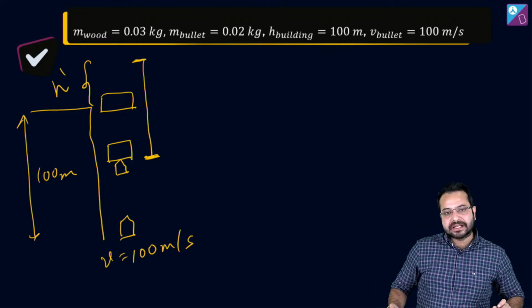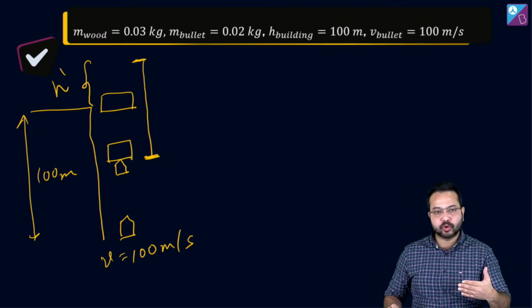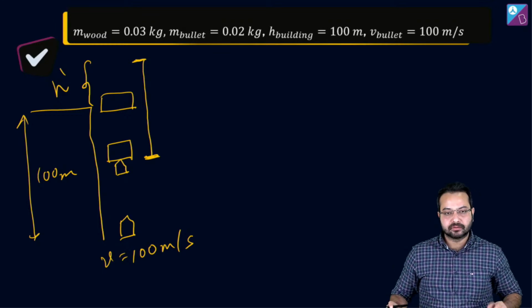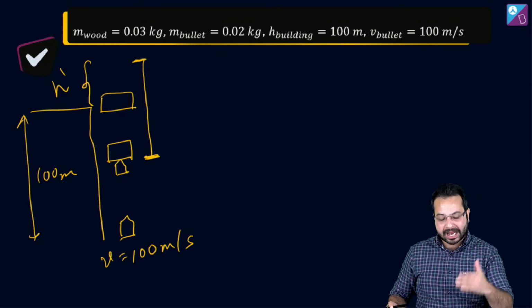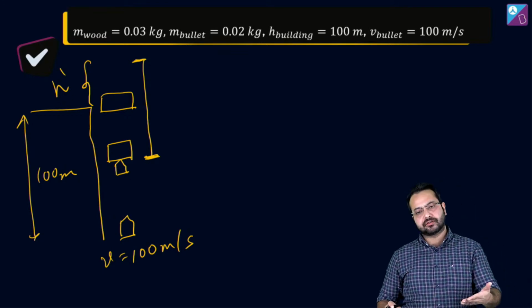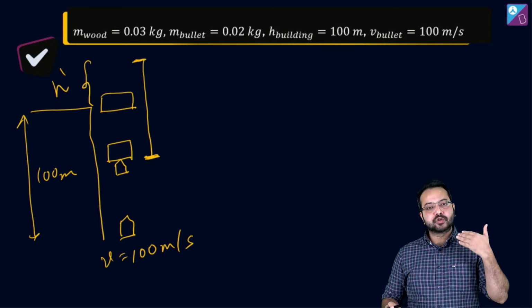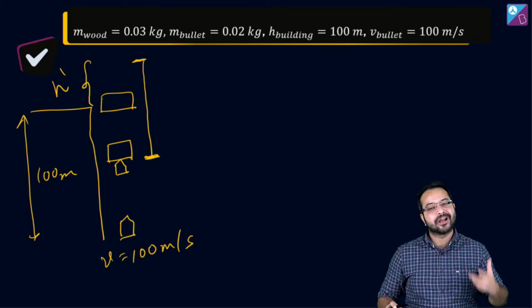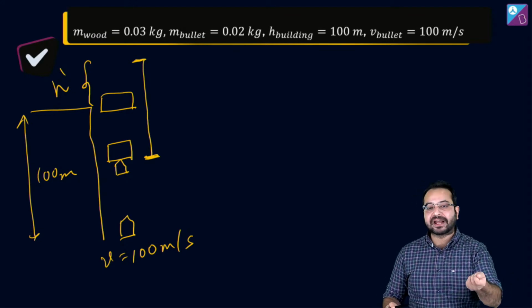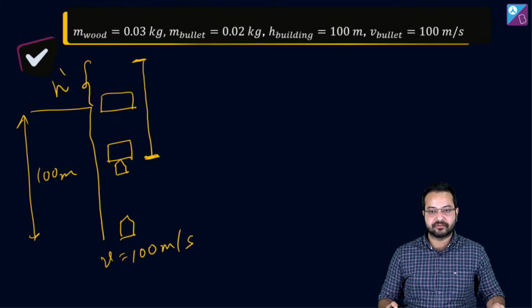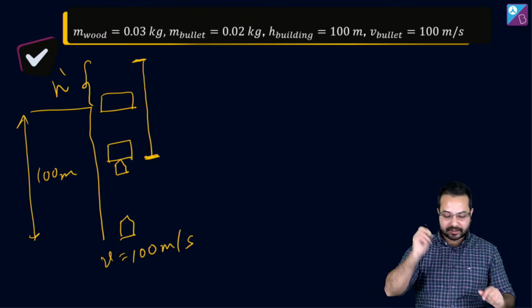Now, the first thing we need to understand to solve this question is the velocities of the block and the bullet just before the collision. This is certainly a collision we are talking about. So we need to find out the velocity of the block and the bullet just before the collision. Why do we need that? So that we can find the velocity of the system just after the collision. How do we get that?